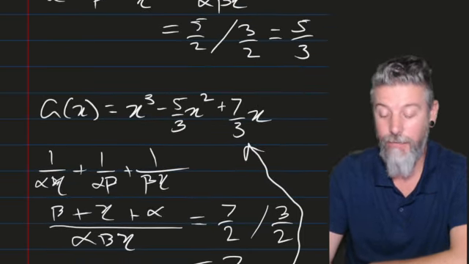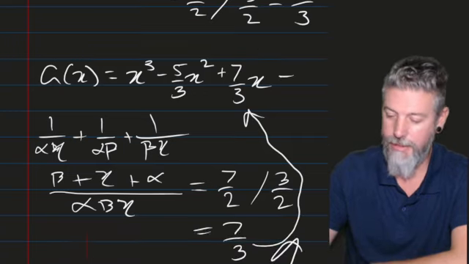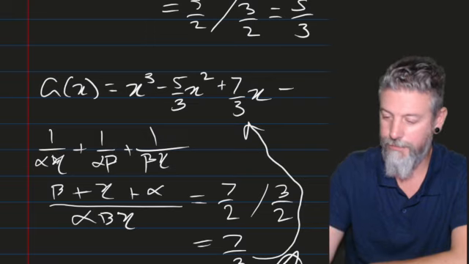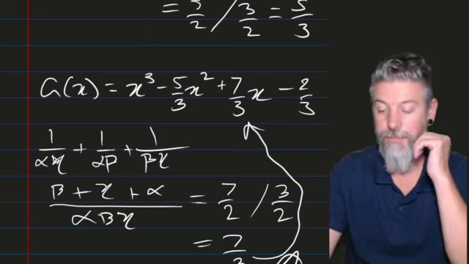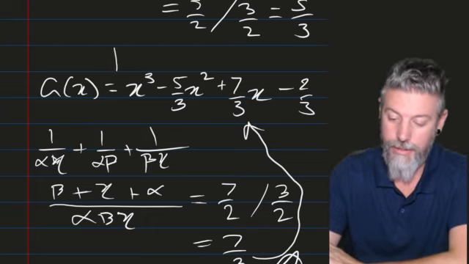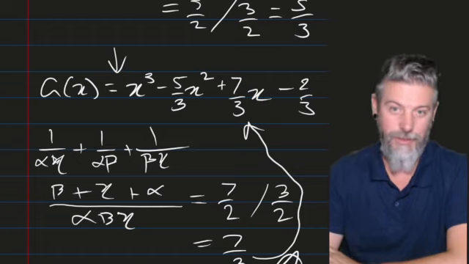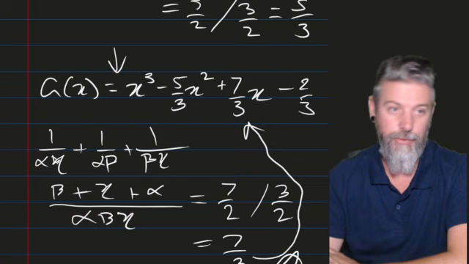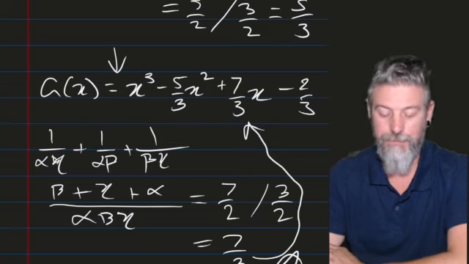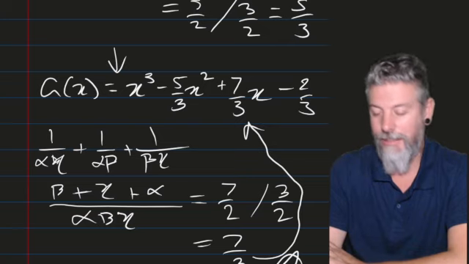Now this is the negative one again. Negative, positive, negative, negative. Did I say 3 on 2? I had 2 on 3. Negative 2 on 3. And we've found ourselves a monic polynomial, with a leading term of 1, whose roots or zeros are at 1 on alpha, 1 on beta, and 1 on gamma.